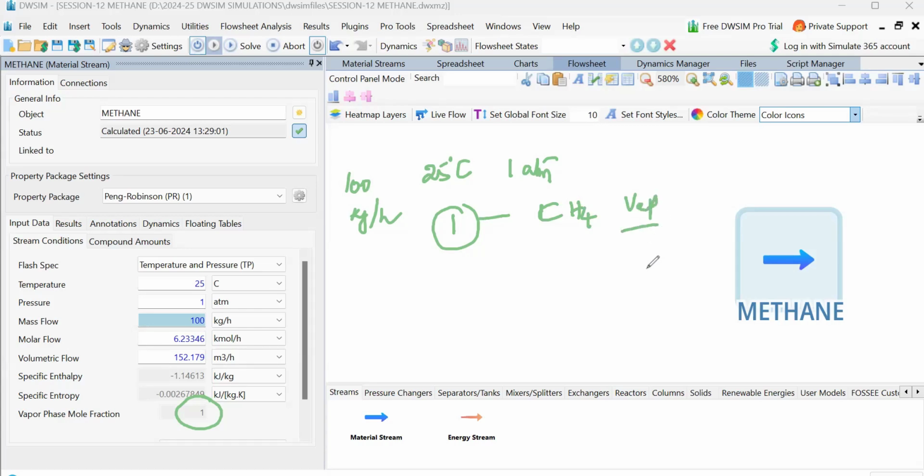Now let us change the pressure, only pressure and vapor fraction. We will retain only these two and try to check what is the temperature. Okay. So I go to the flash spec. I go to the pressure and vapor fraction now. Now see, pressure is 1 atmosphere and vapor phase mole fraction is 1. See what is happening here? Now again, let me change the color here.